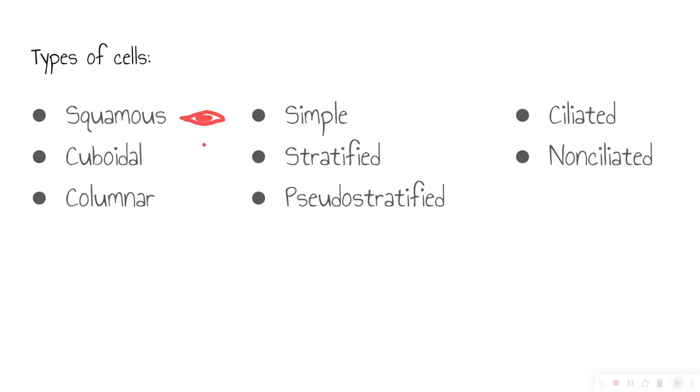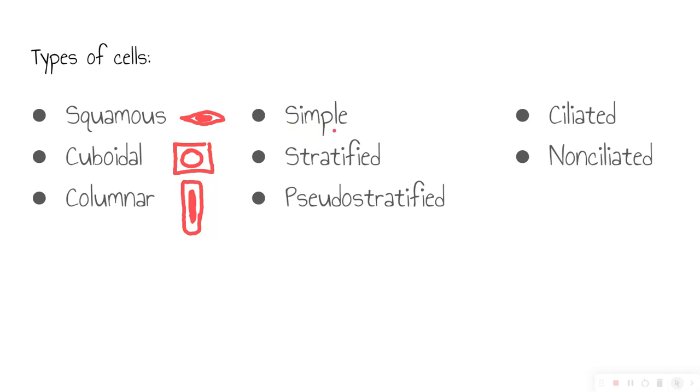Cuboidal cells sometimes look like a cube, but not always. What really gives them away is their round nucleus. They might have rounded corners, they might be turned in a certain way, but this round nucleus is what gives them away. Columnar cells are going to be elongated, and they're going to have an elongated nucleus. They're like a column.